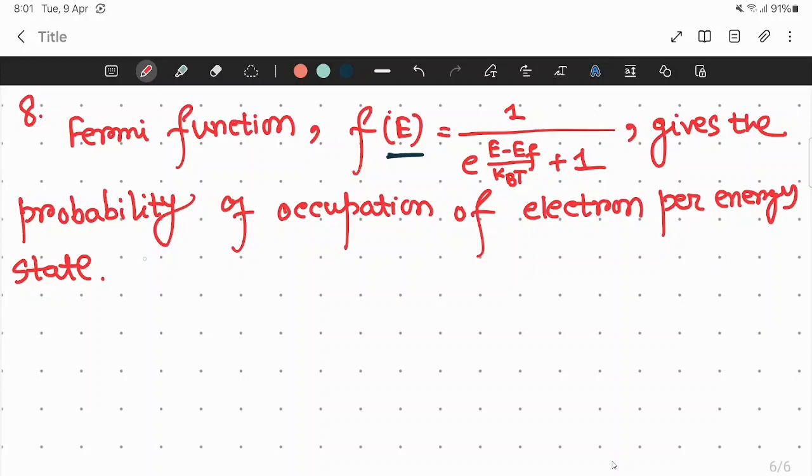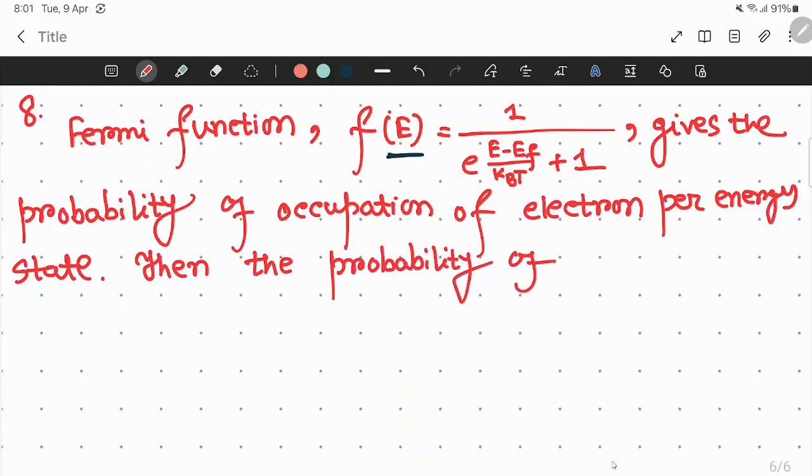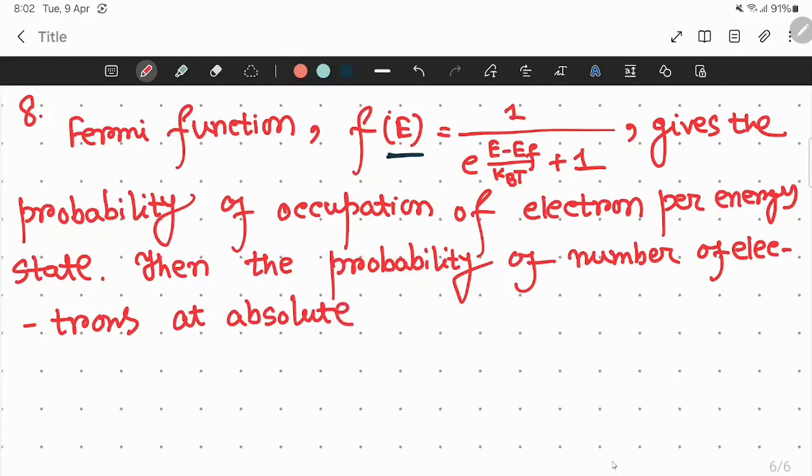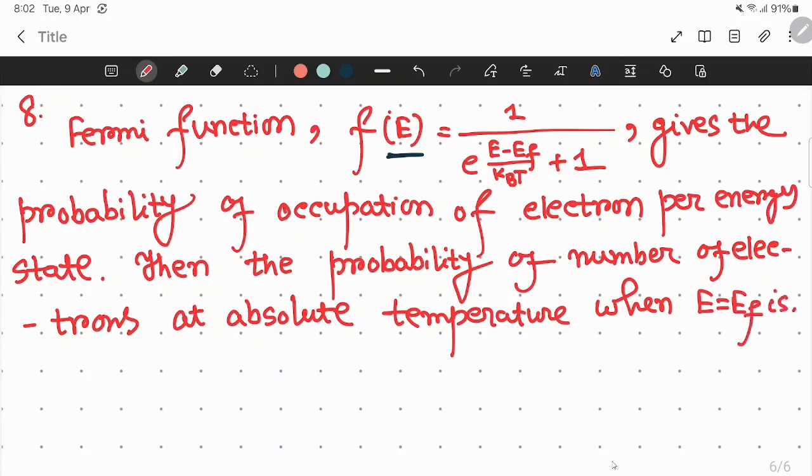Then the probability of the number of electrons at absolute temperature, when E equals EF, is.